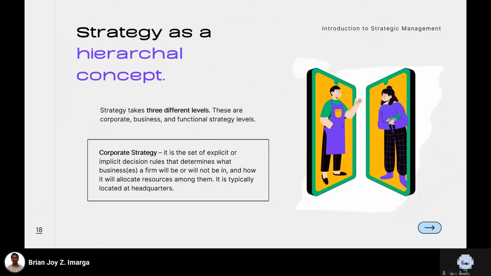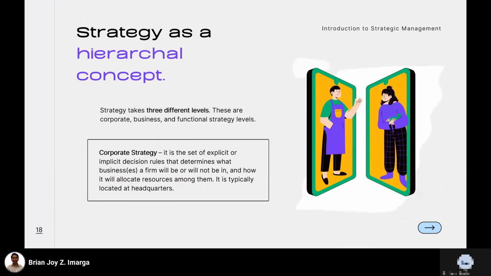Next, strategy is also a hierarchical concept. Strategy takes three different levels. These are corporate, business, and functional strategy levels. Moreover, these levels correspond with activities of managers in different parts of the organization. First is the corporate strategy. It is the set of explicit or implicit decision rules that determines what business a firm will be or will not be in, and how it will allocate resources among them. It is typically located at headquarters.